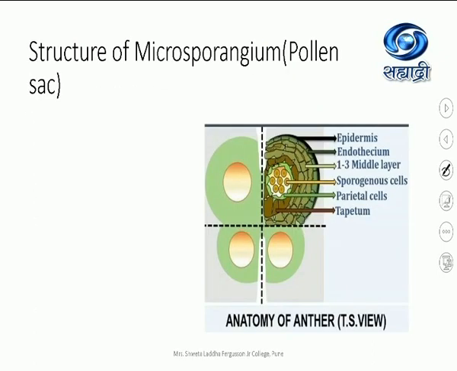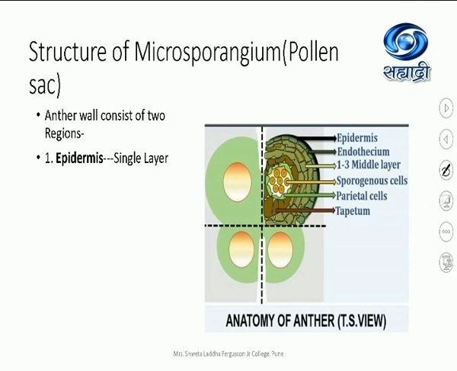Let us see the structure of a pollen sac. What do we call the scientific term for pollen sac? Microsporangium. I will go slowly, one by one. Let us see. The anther wall consists of 2 regions. The first region is called epidermis. You can see in the picture, it is shown in black color. Now I am making it red. This is epidermis. This epidermis is a single layer.